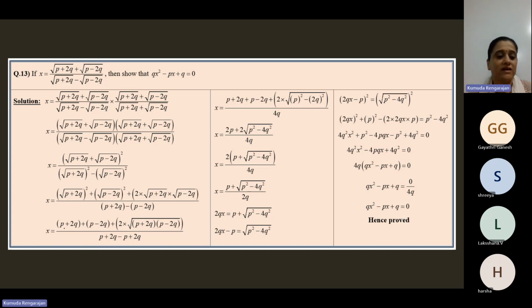Again, in the numerator here, open the brackets, the first and the second bracket. So P plus 2Q plus P minus 2Q. And then here, plus 2. Now, what is this? A plus B into A minus B. A plus B into A minus B is?